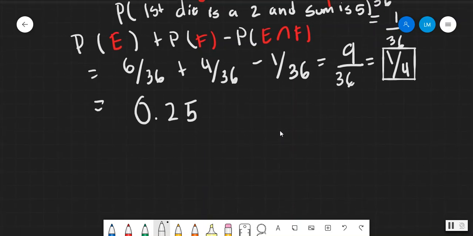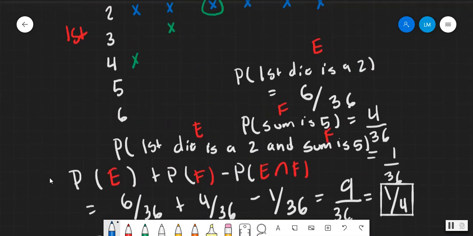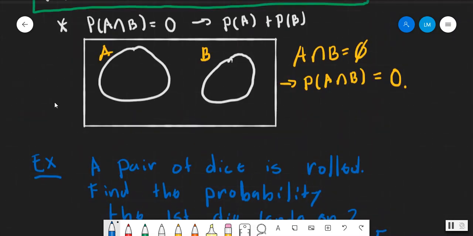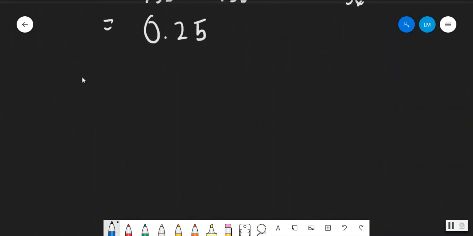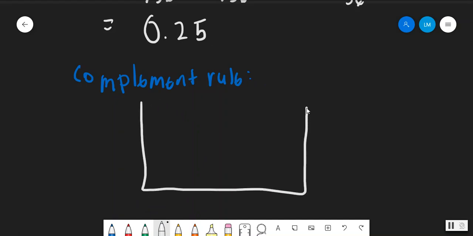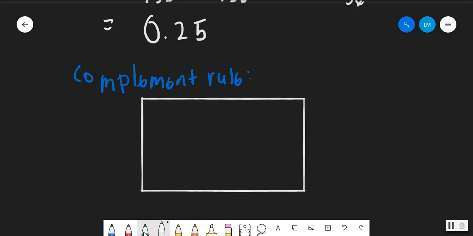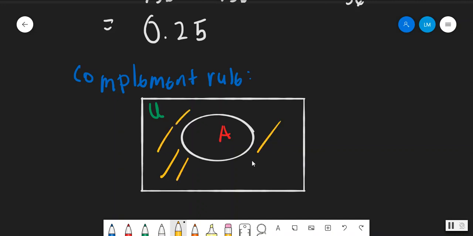Okay. Now, we do have another rule that is used when it comes to probabilities. The other rule is what we call the complement rule. The complement rule is best understood if you visualize it using a Venn diagram. So our universal set is usually drawn like that. If we draw our set A, and I'll just label it A, the shaded region would be everything outside of A if we were looking at the complement.